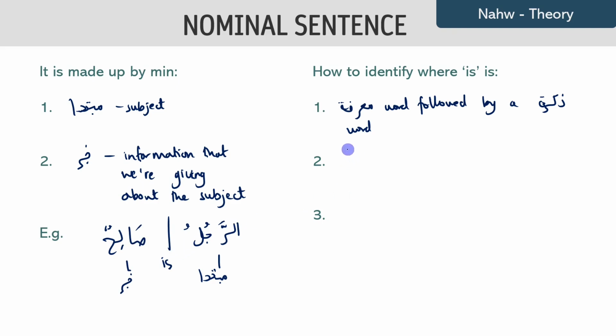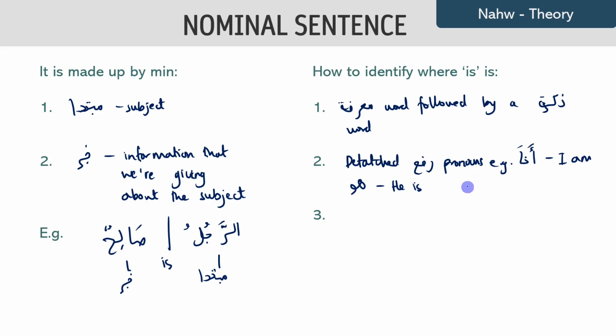And then number 2, you have detached rafa pronouns. For example, ana. Now ana means I, but it doesn't just mean I, because when you see a rafa pronoun, as soon as you see that, you put after it is. So it's I am. Of course, you don't say I is, you say I am. Or for example, huwa, when you see huwa, is not just he, it's actually he is.